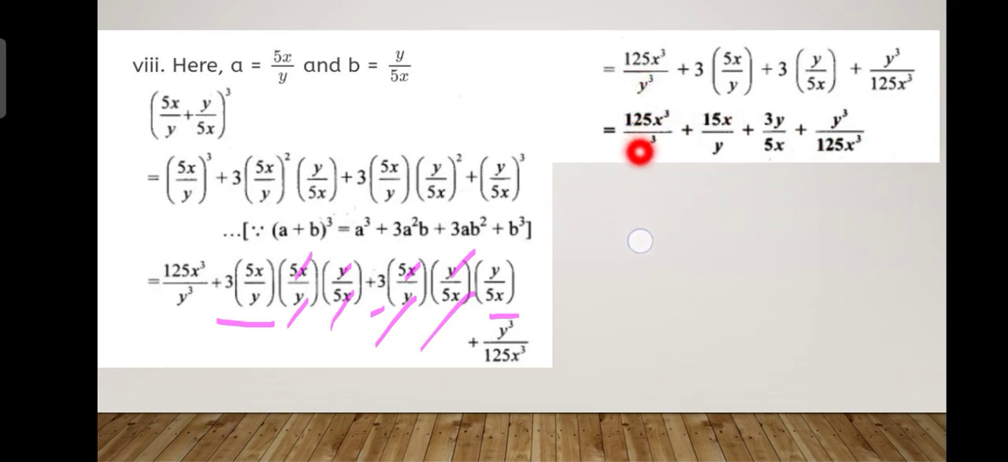So now 125x cube upon y cube plus 3 into 15xy upon y, 15x upon y plus 3 into y upon 5x plus y cube upon 125x. Okay students, that's it for today.